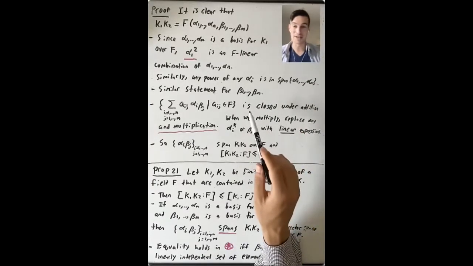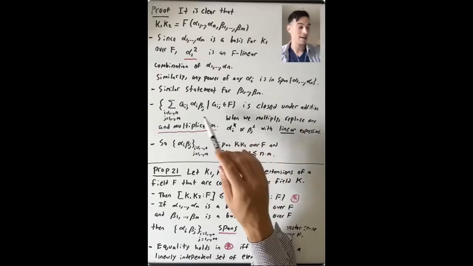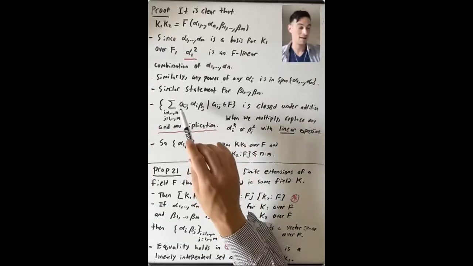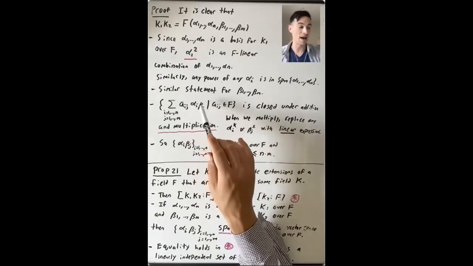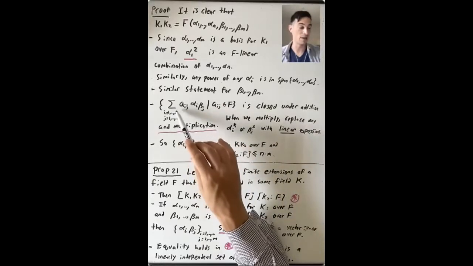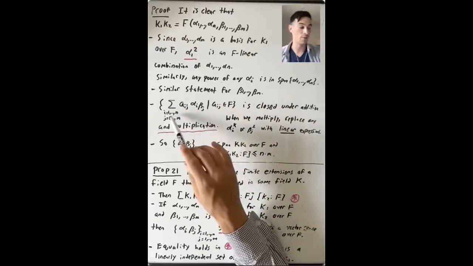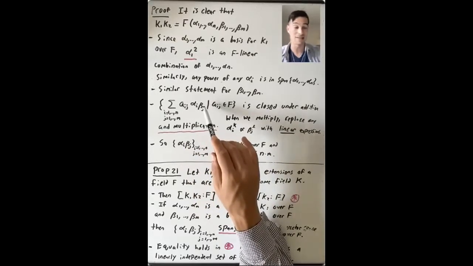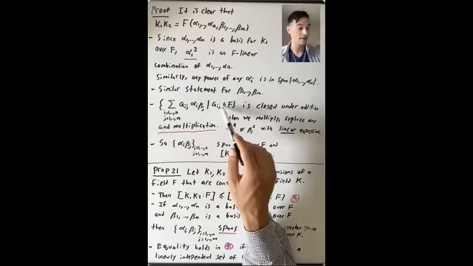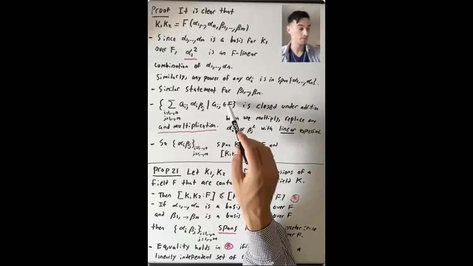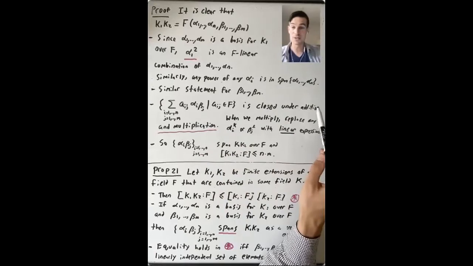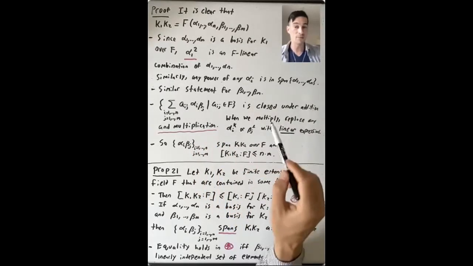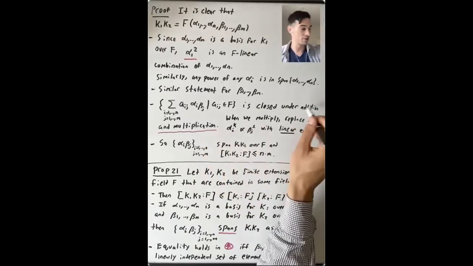And this observation is going to allow us to see that if you take the set of all things that are a_ij times alpha i beta j, where i goes from 1 to n and j goes from 1 to m, so linear combinations of these n times m special elements that come from alpha i times beta j, where our a_ij's are in F, this set is closed under addition. That's obviously true. And it's also closed under multiplication.